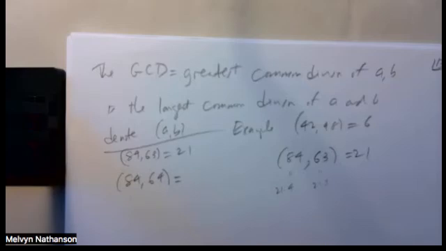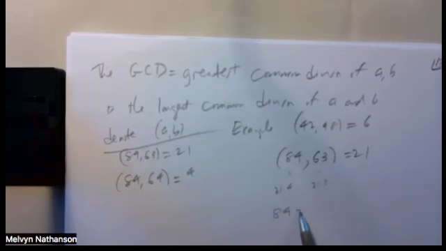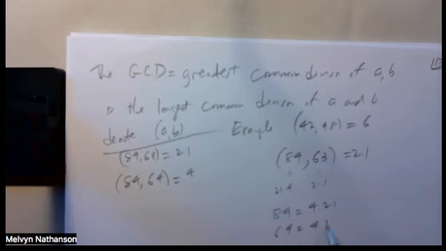Would it be 4? Yeah, it's 4, because let's see, 84 is 4 times 21. 64 is 4 times 16. And yeah, that's the best you can do.